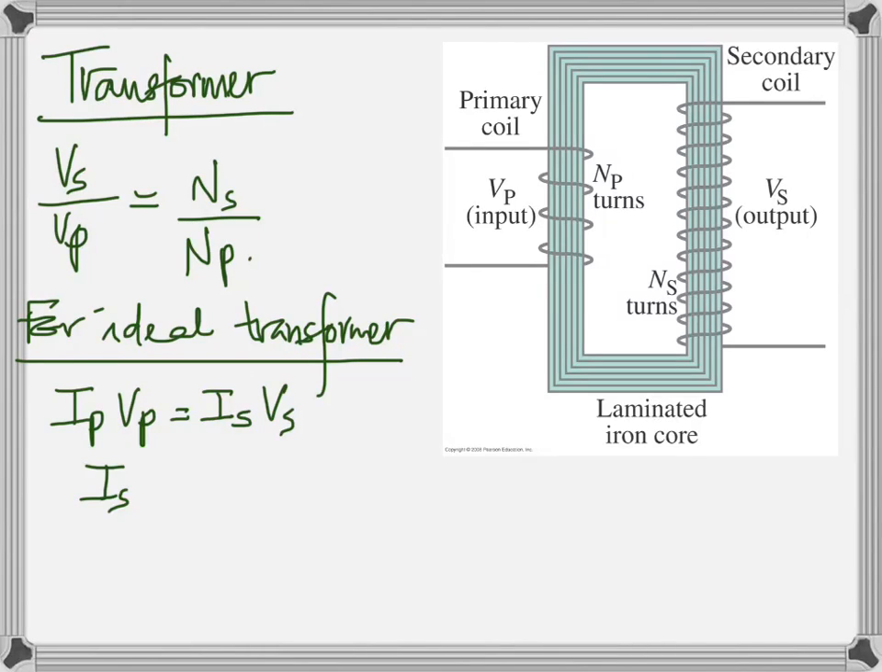Why? See that if you rearrange that formula, you get Is by Ip is equal to what? That's a dangerous formula because here is the right way, here is the other way. Did you notice that? Take care of that. Vs by Vp is Ns by Np, and here it is the other way. That's about a transformer, that's all.